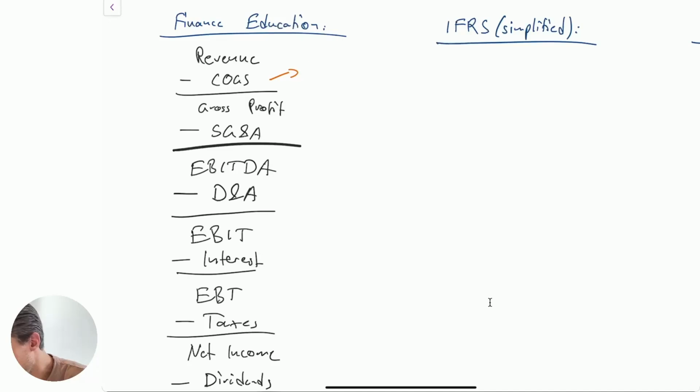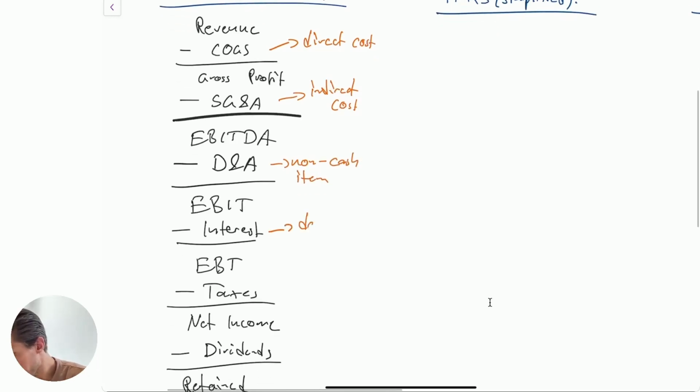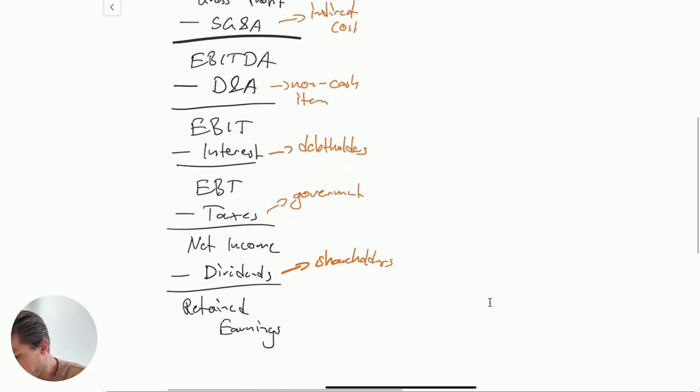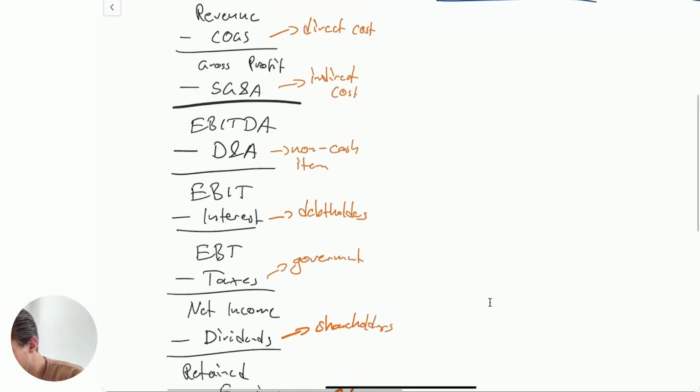Yeah, and I do this because I can illustrate a few different topics. I can say these are my direct costs. I can say these are more my indirect costs. This is a non-cash item. I can introduce and say interest goes to your debt holders. Taxes go to the government. Dividends to your shareholders. Retained earnings go to your balance sheet and hopefully improve your future performance.